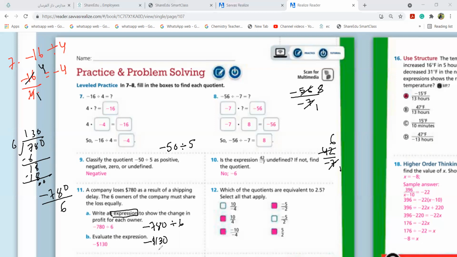Again, Malak and Ghalia, did you get it? Yes, Miss. Yeah, Miss.